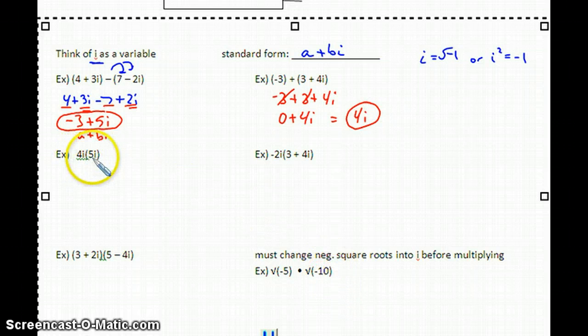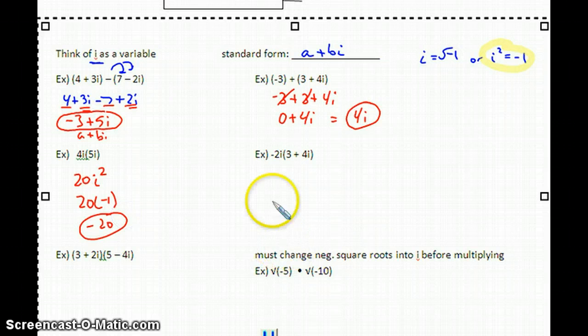When we multiply imaginary numbers together, multiply the constants, or the coefficients, together: 4 times 5 is 20, and i times i is i squared. But remembering that i squared is the same as negative 1, this problem now really is 20 times negative 1, which would give me negative 20. Anytime you have an i squared, you need to change it to a negative 1, and then simplify.